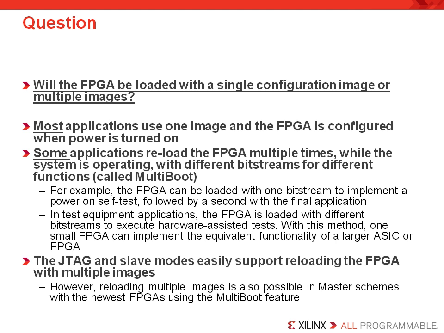One of the best examples of this is during a hardware-assisted test. In this scenario, the FPGA is loaded with a bit stream to perform the self-test, followed by another bit stream with the final application. The JTAG and slave configuration schemes are frequently used during debugging for this purpose as well.